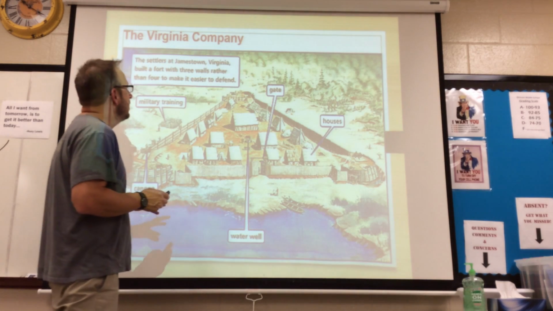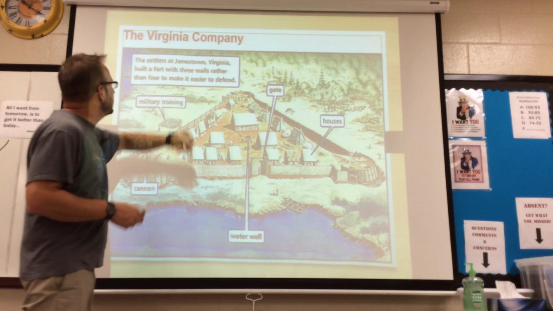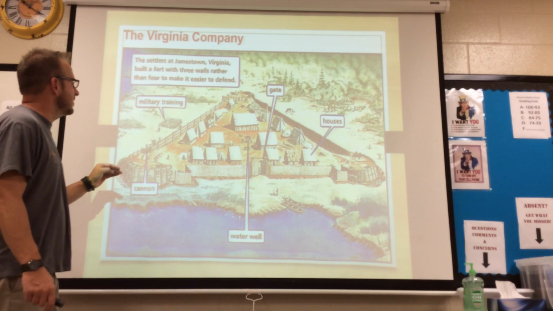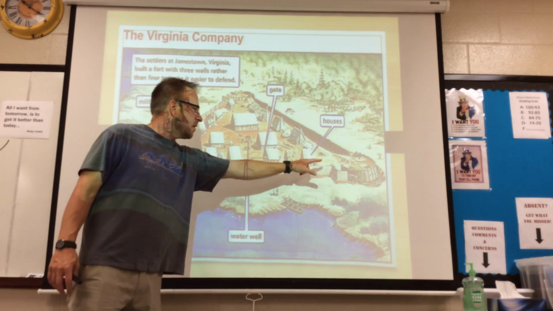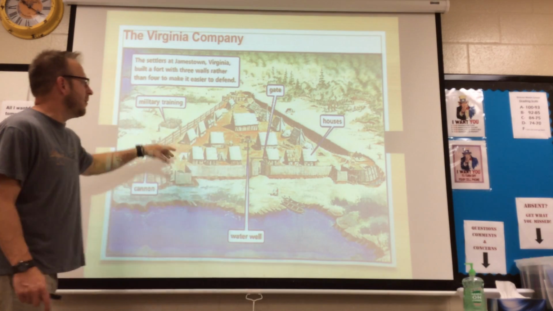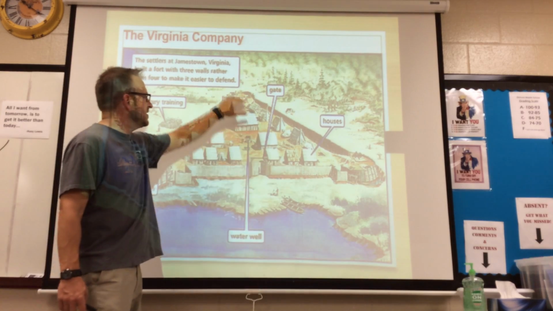Death, disease, Native American attacks, the starving time, which we're going to talk about, all took its toll on the population. Now, the Virginia Company, the settlers at Jamestown, Virginia, built a fort with 3 walls rather than 4 to make it easier to defend. Makes a lot of sense. They didn't have that many people, so 3 points are a lot easier to defend than 4. This is just giving you an idea of the layout with the houses, the common area, the water well, and here was the cannon and other defenses in the area.